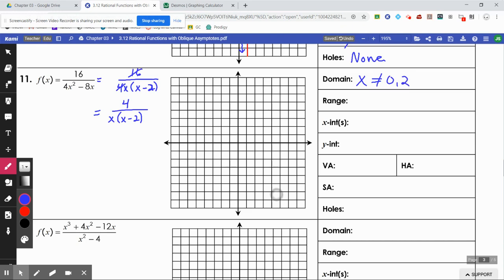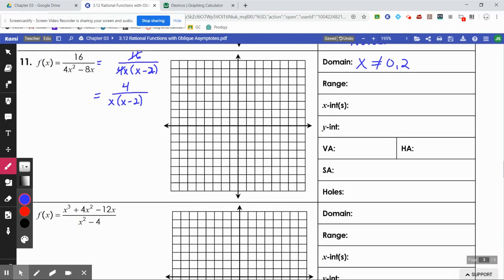So let's find out what happens at 0 or 2. Notice that there's no x on top and there's no x minus 2 on top, so therefore there are no holes on this graph. So therefore both of those would be vertical asymptotes. So at x equals 0 and at x equals 2, we have vertical asymptotes.